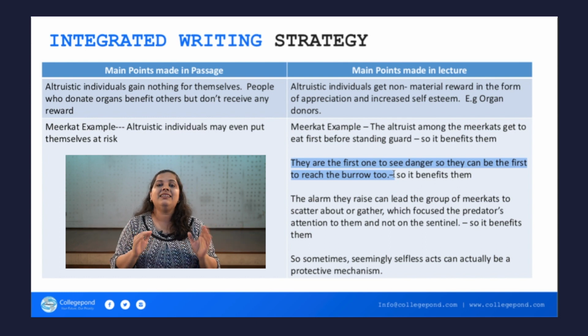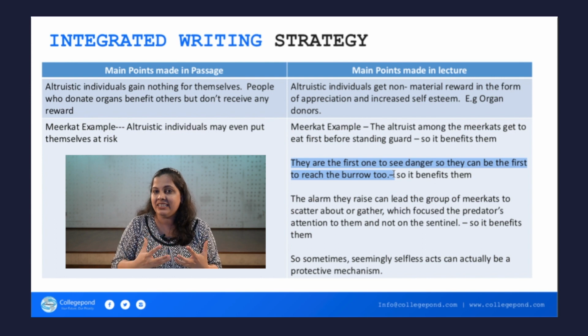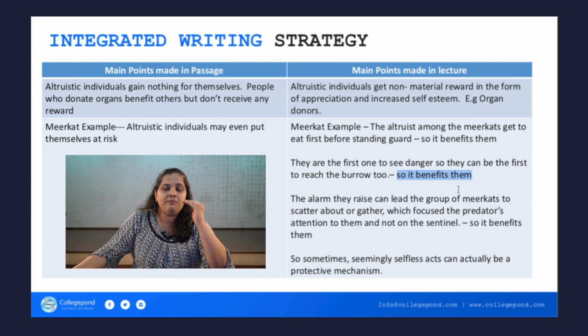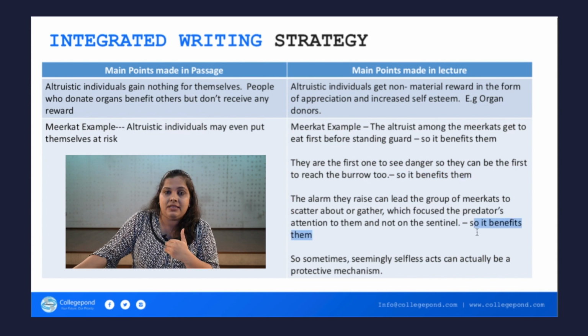So that means that they can save themselves first. So don't you think here that their altruistic behavior is in some way benefiting them? That's the point made by the lecturer, but it essentially means the same thing. So it benefits them. All the points made by the lecturer essentially tell us that it benefits them.